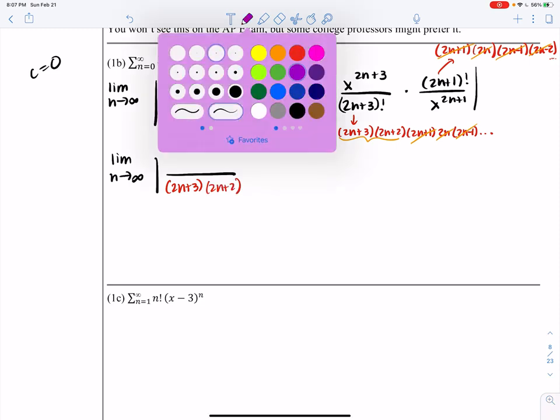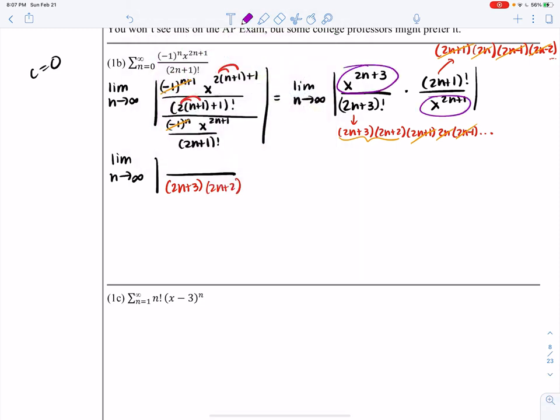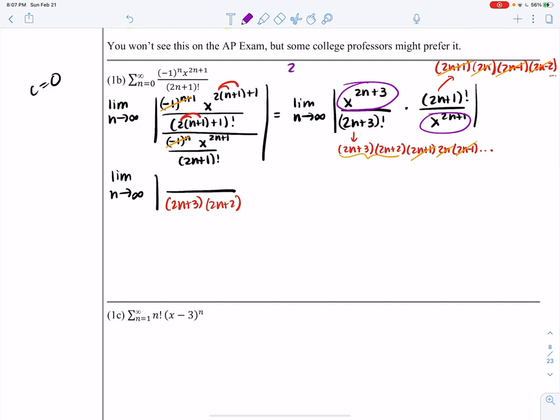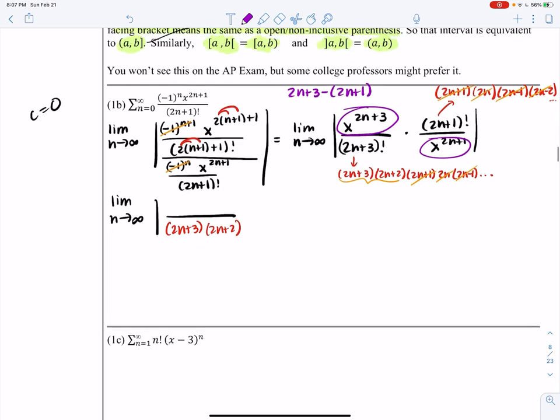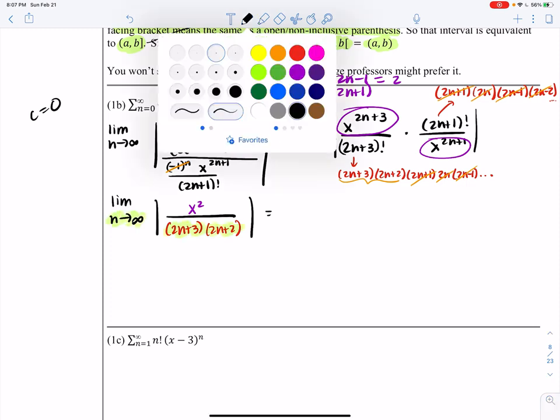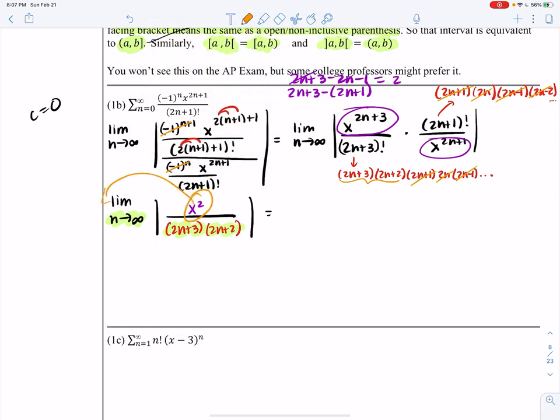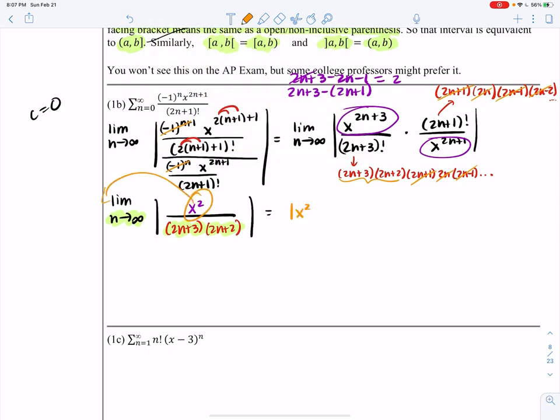Well, what about our powers of x? Here I have x to the 2n plus 3, and here I have x to the 2n plus 1. Let's subtract 2n plus 3 minus 2n plus 1. Doing a little bit of distributive property, I get 2n plus 3 minus 2n minus 1. 2n's go away, and 3 minus 1 is 2. So that means it's just x squared. So what do we do with this? Because the only thing that this depends on is n, we're going to leave these in, and then I'm going to take this x squared, and I'm going to put it on the outside of my limit. So we're going to move it to the outside.